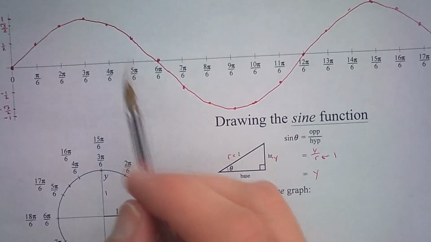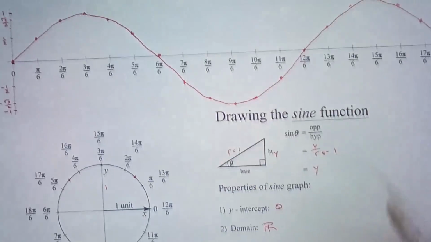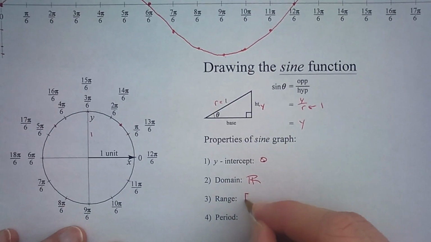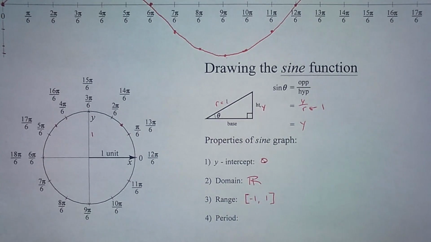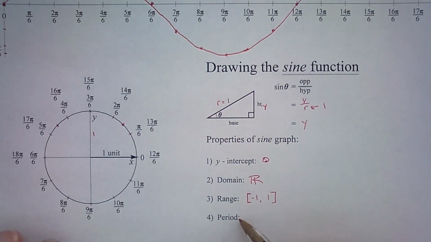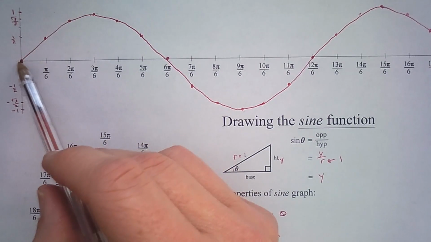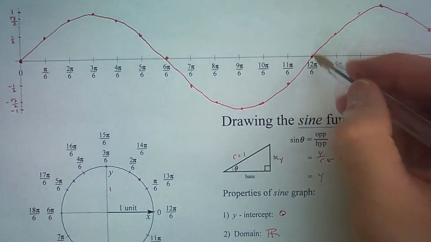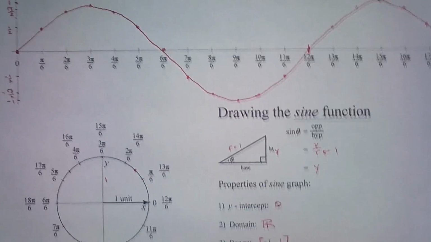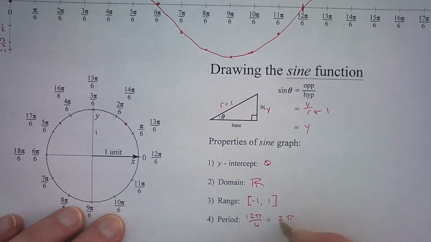Next is the range. The lowest y value is -1. The highest y value is 1. So it goes from -1 up to 1. And a period. Okay, so the period is how many radians it takes before it's going to repeat itself. So as I trace along, it starts to repeat after this spot right here. So the period is 12 pi over 6, which can be simplified to 2 pi.